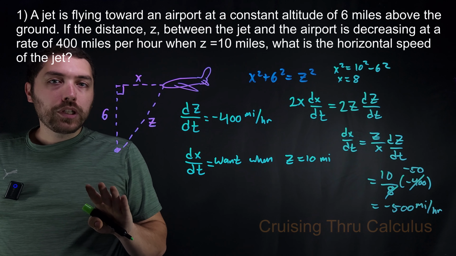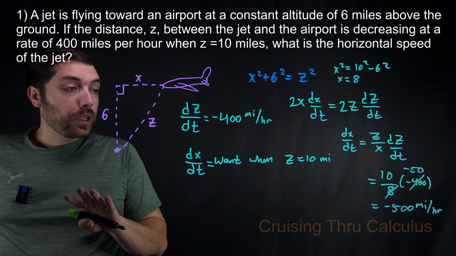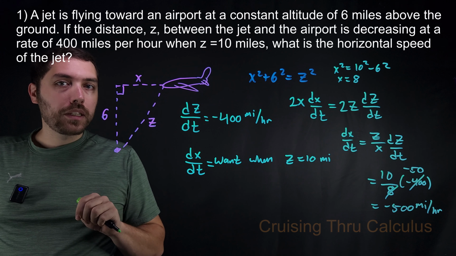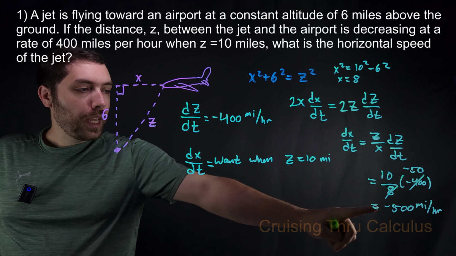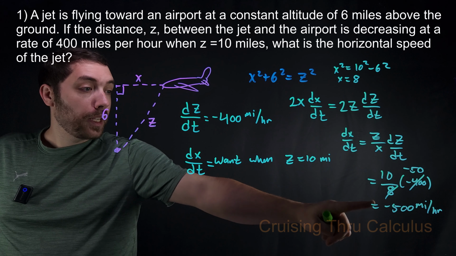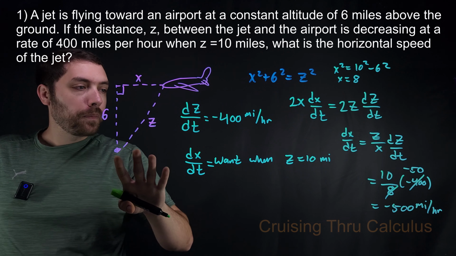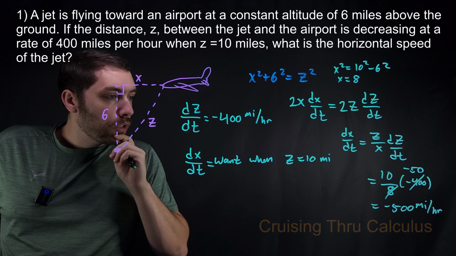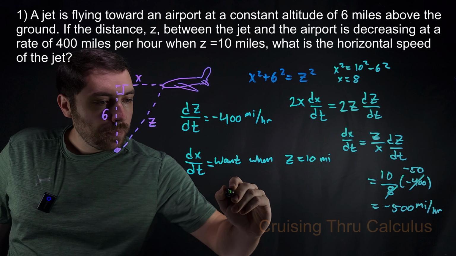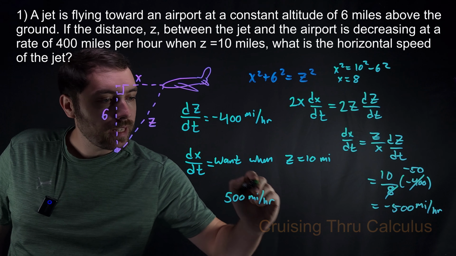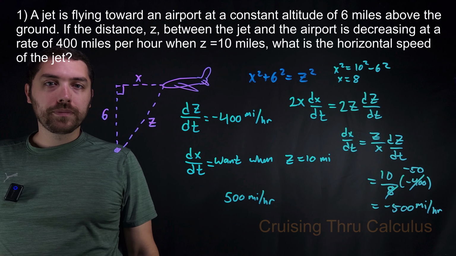Now, don't pat yourself on the back quite yet, because we're not done. If you look at the question, it specifically says, what is the speed of the jet? What we have here is the velocity of the jet, and I know that because it's negative. That means it's moving to the left based on how I drew this. So, in order to make it speed, all we need to do is just make it a positive 500. And that is our final answer.